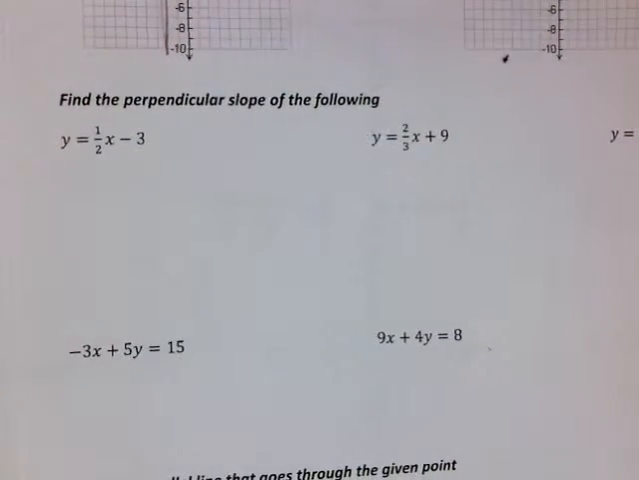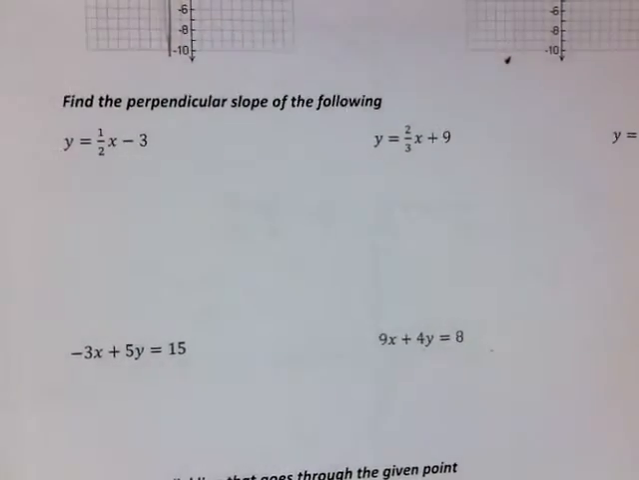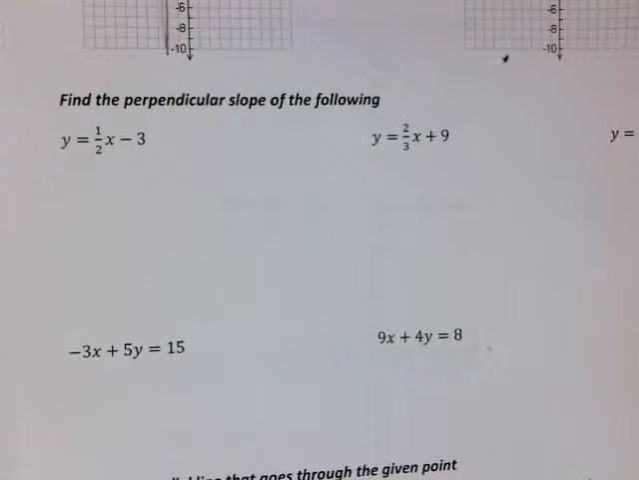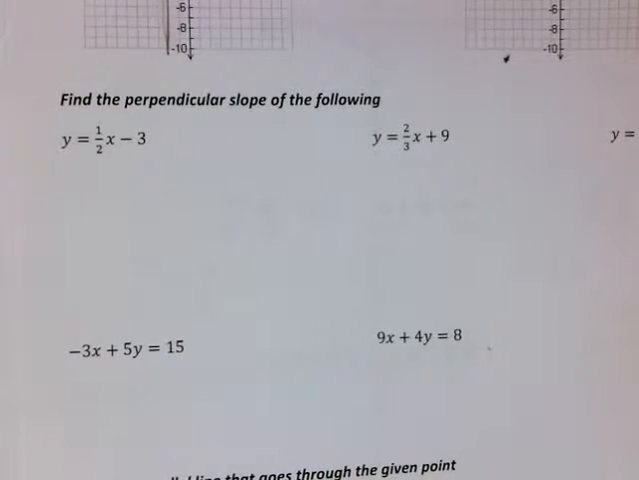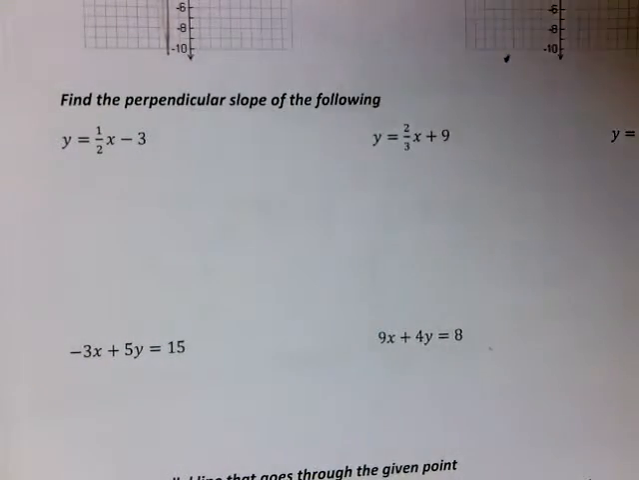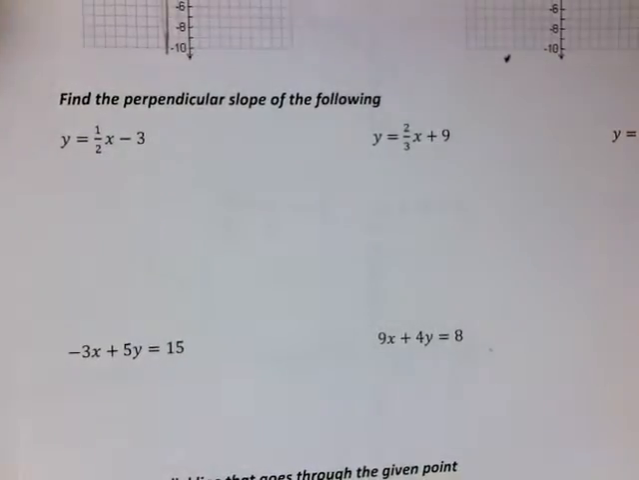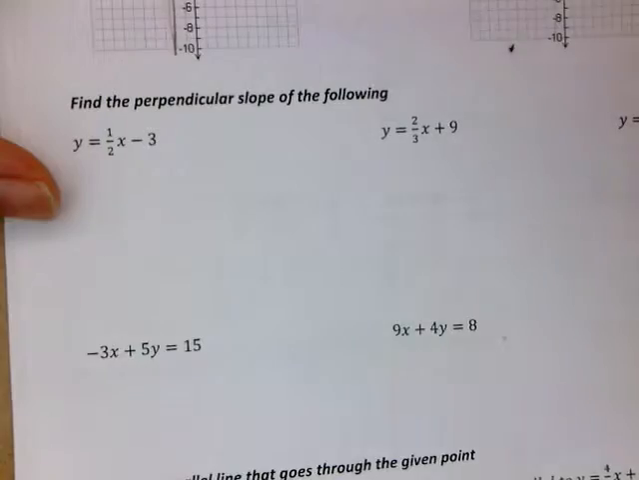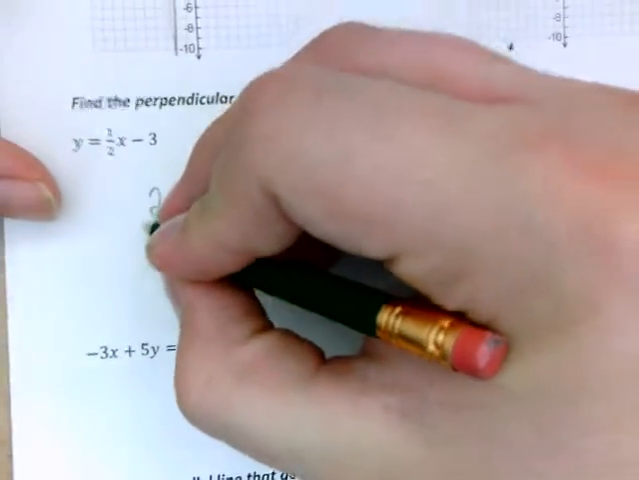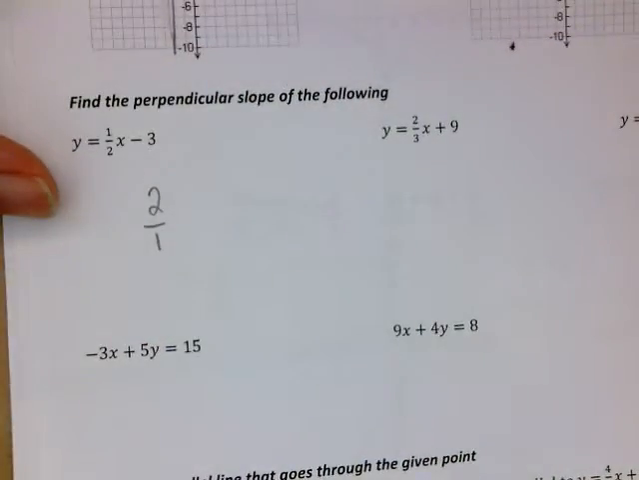Alright, perpendicular lines. The slope is called the opposite reciprocal. Opposite reciprocal means flip the fraction, change the sign. All I wanted you to do here is practice getting your perpendicular slope. Now my slope is 1/2 right here, so the perpendicular slope is we're going to flip the fraction, it's going to become 2/1.